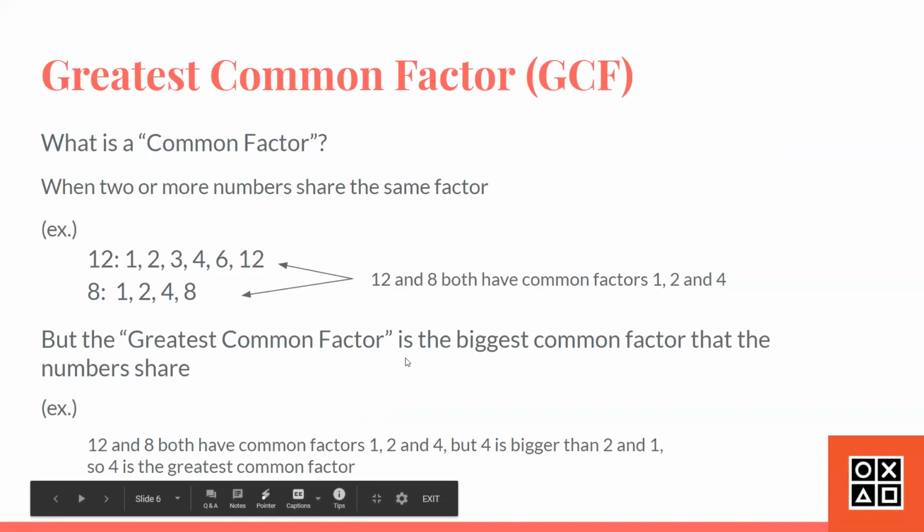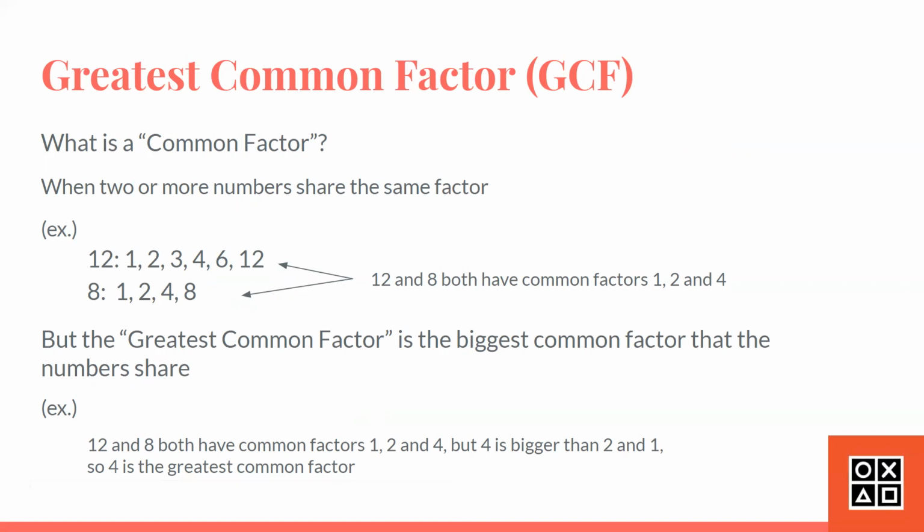So now we'll be learning about greatest common factor, GCF. So what is a common factor? When 2 or more numbers share the same factor, then they are common factors. So for example, 12 and 8. If you list out all of the factors of 12 and 8, you can see that 1, 2, and 4 are both factors of both numbers. So we can say that 12 and 8 have common factors of 1, 2, and 4.